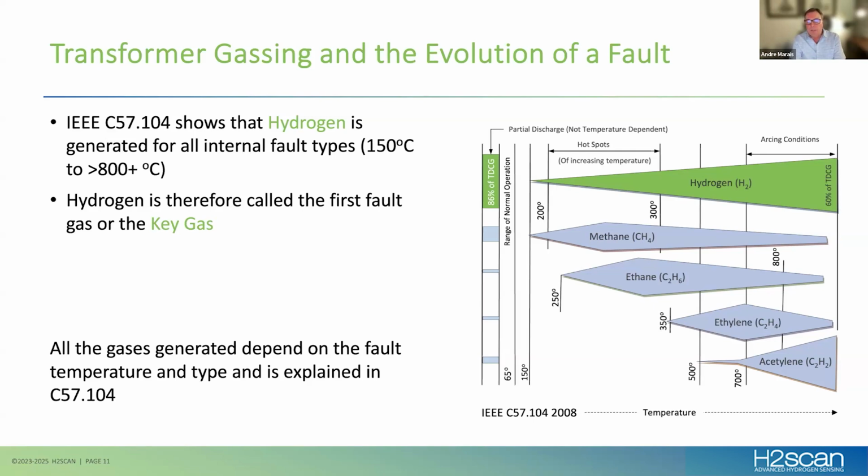If you look at this particular standard, you'll see all the gases that are generated depend on the fault temperature and the type. You'll be able to understand how the different gases are generated, where they start, and that they are typically associated with particular failure modes because of the temperature. So in essence, when that fault occurs in that transformer, when that abnormal state occurs and starts, including partial discharge, which is not temperature dependent, hydrogen will be generated.